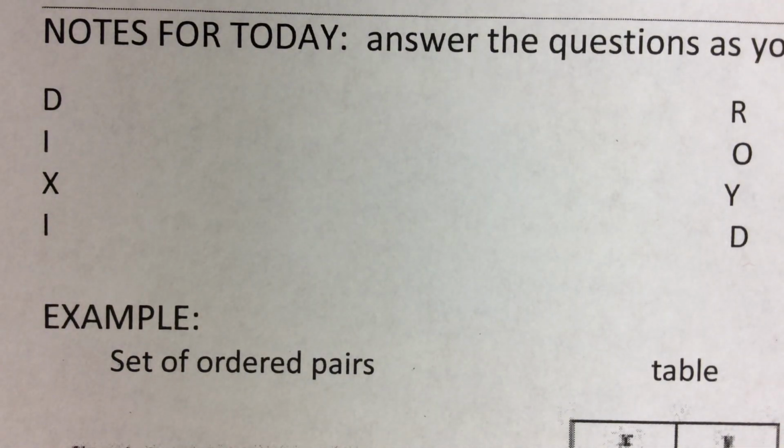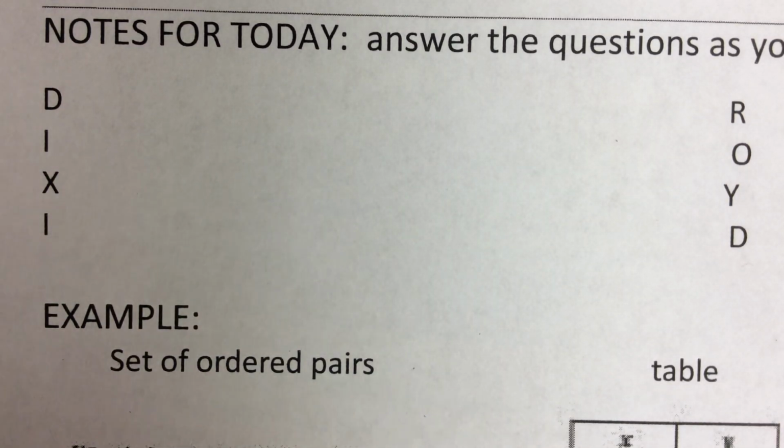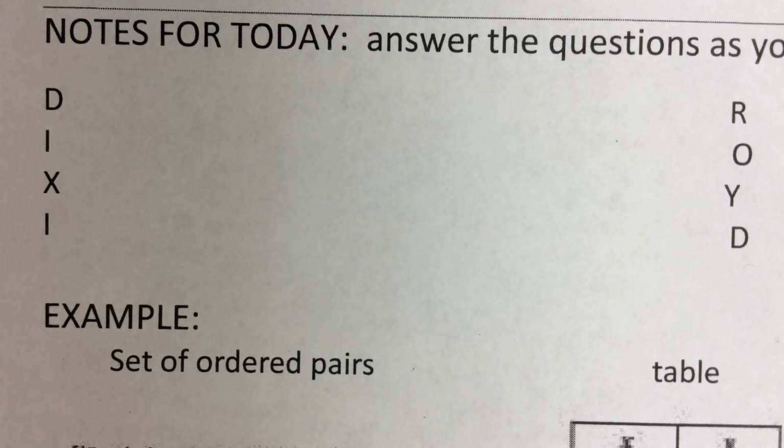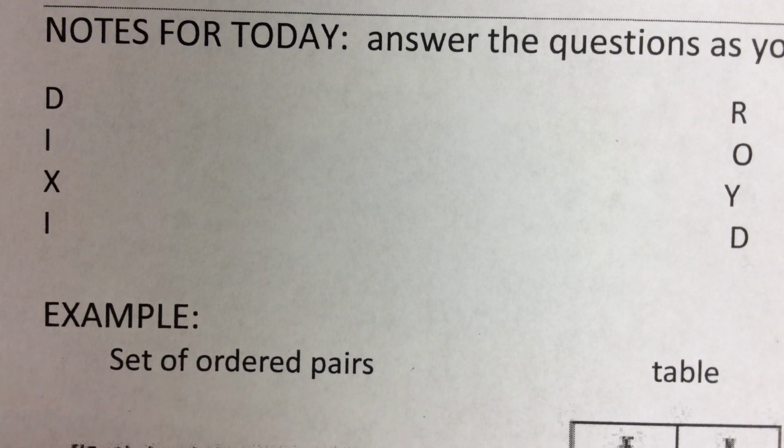Today we're going to start talking about domain and range. Domain is all the possible x values that a relationship or a function can have. And range is all of the possible y values that that function or relationship can have. So before we get into the actual domain and range stuff, I want to go over a couple of things first.